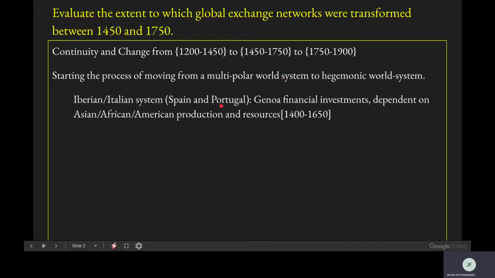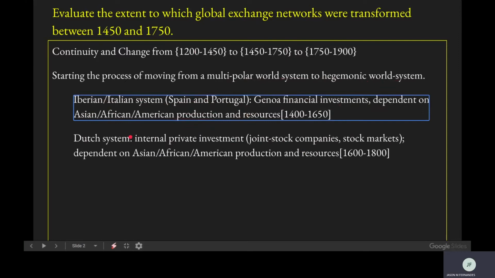What we'll look at is we'll start out by examining this Iberian-Italian system, the Spanish and the Portuguese. One of the key factors there is where do they get their money from. So we'll take a look at these Italian city-states real briefly too, especially the Genovese merchants, really important bankers, I should say, in financing what Spain and Portugal are doing. Important to remember, these people in Spain and Portugal are dependent on Asian, African, and American production and resources. They're not producing this stuff in Spain and Portugal. They're going to these places, getting these products, and reselling them essentially.